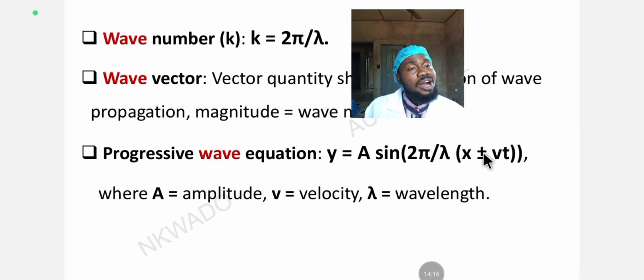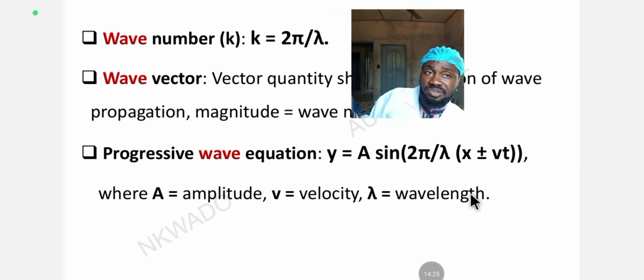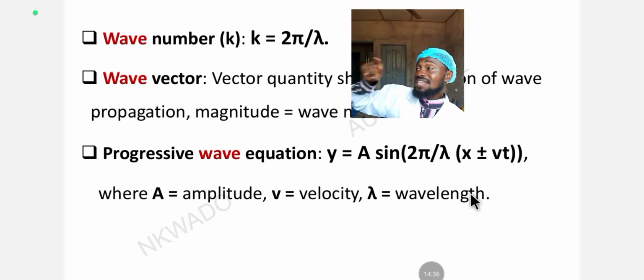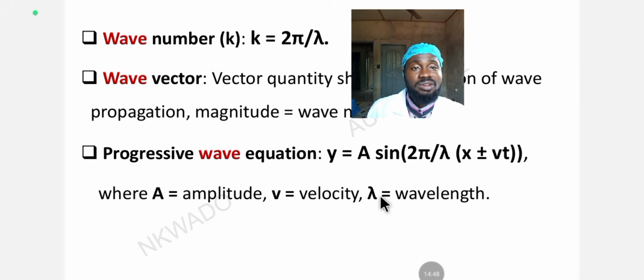Where you are going to use minus or plus depends on whether the wave is accelerating or decelerating. Is it something that is going forward, or is it something that is going backward? That's what's going to determine if you use plus or minus. If it's a wave that is moving forward, you use plus. But if it's a wave that is moving backwards, you use minus to calculate the progressive wave. All these things are very easy.